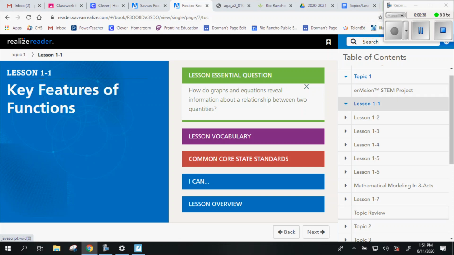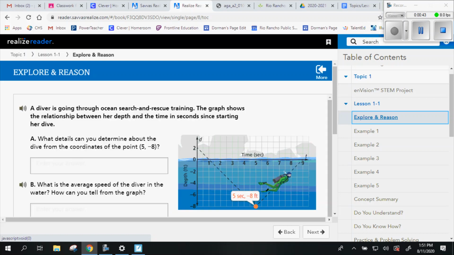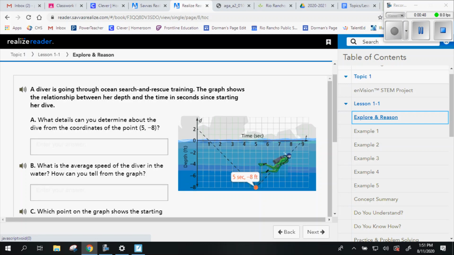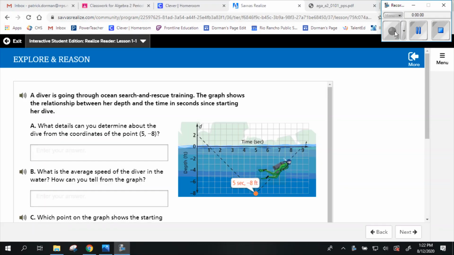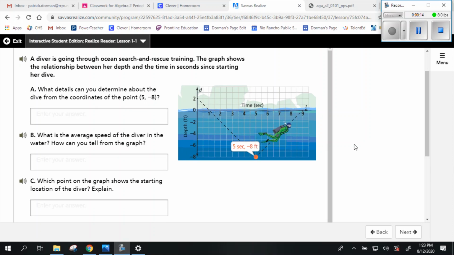Let's get into first just a little exploration. We're going to talk about this diver real quick. So we got a diver going through an ocean search and rescue training. We're looking at the relationship between her depth and the time in seconds since starting her dive. All right, so what can we determine about the dive from the coordinates of the point 5 and -8? So we're talking about this spot right here.